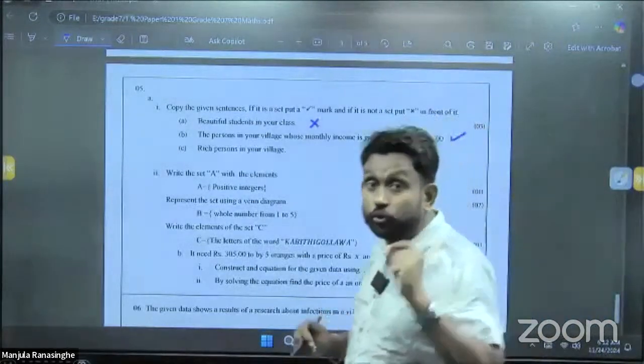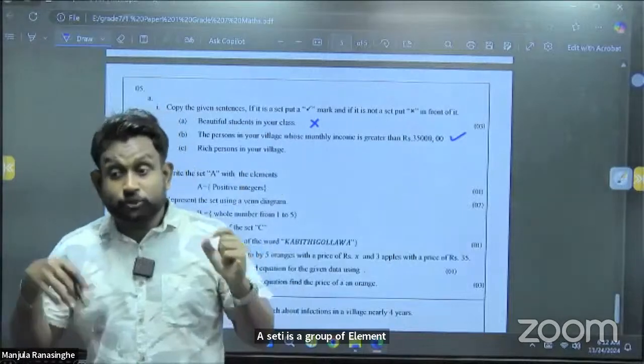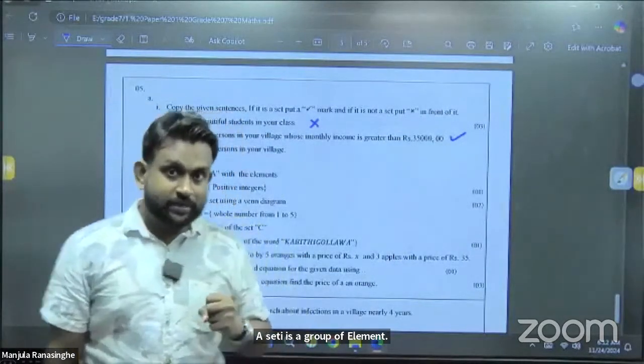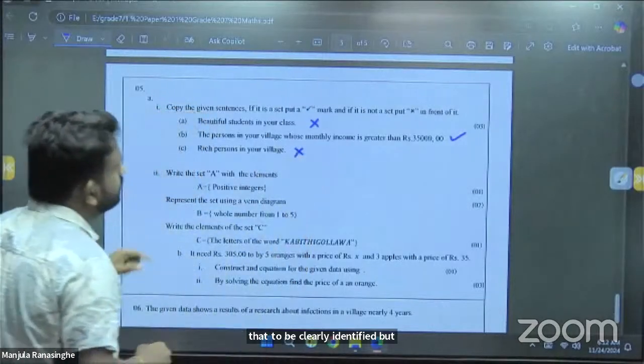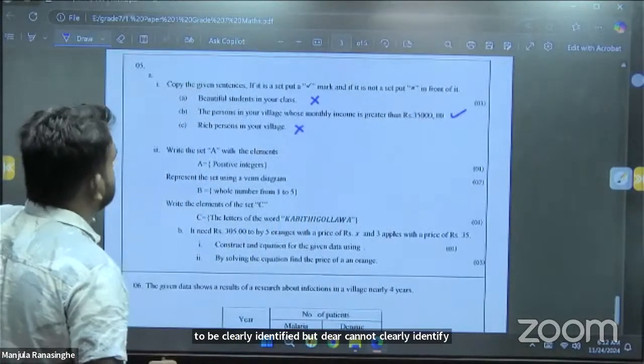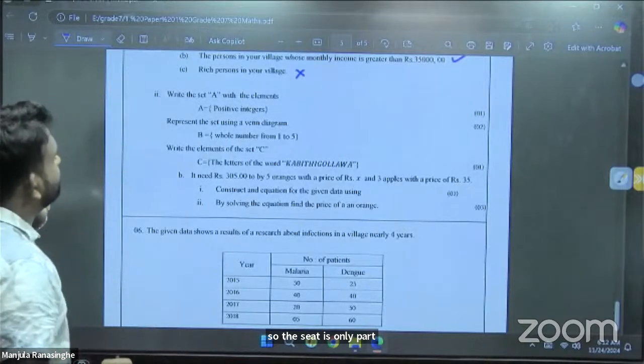A set is a group of elements that can be clearly identified, but here they cannot be clearly identified. So the set is only part B. Write the set A with its elements.